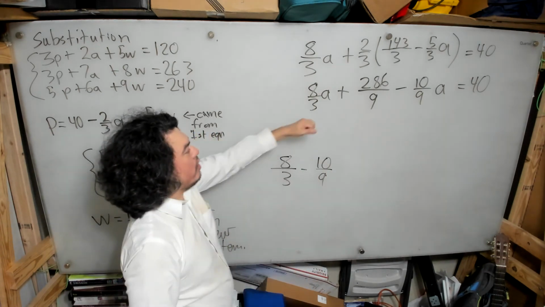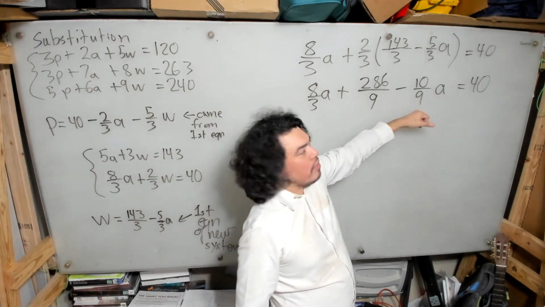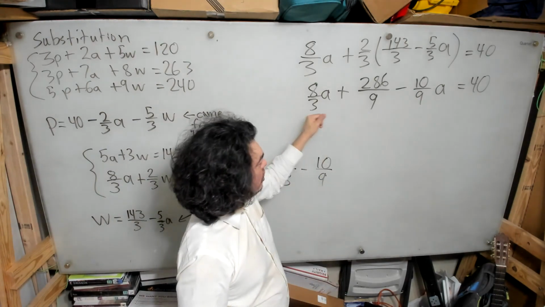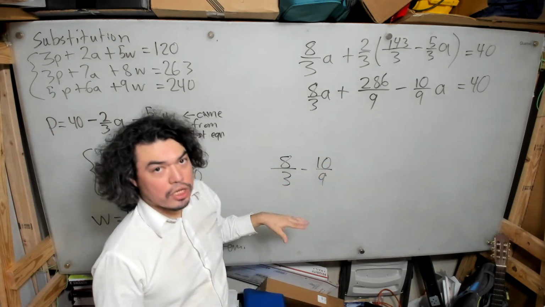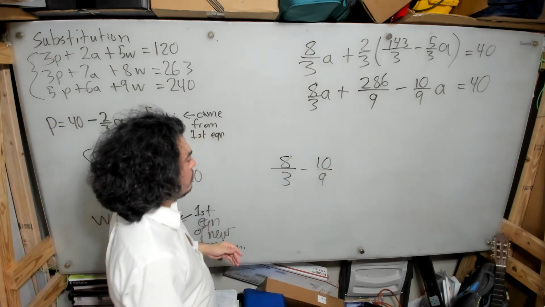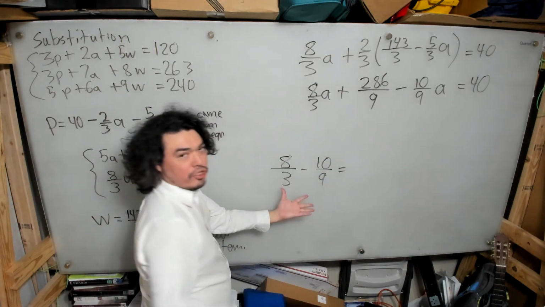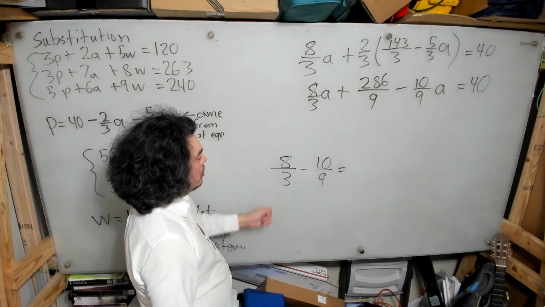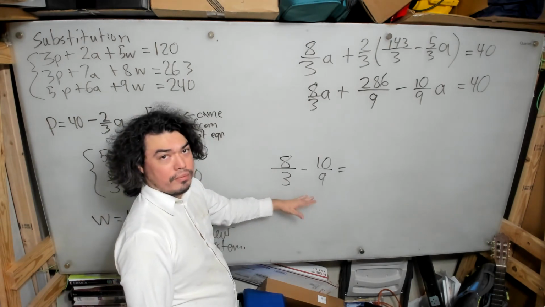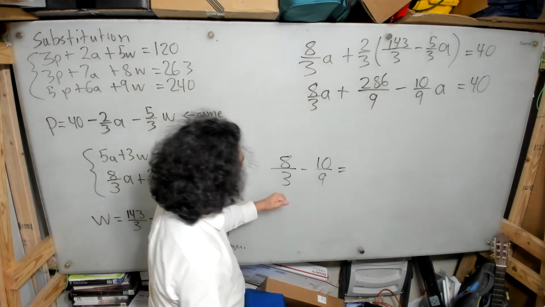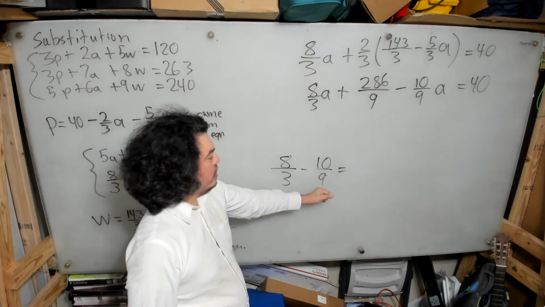Notice I'm performing the calculation of the coefficients of a, because that calculation will give us the coefficient of the a in the reduced equation. Or in other words, this is what you would do on the scratch paper on the side. So I want to subtract these fractions, but there's a stumbling block here. This denominator does not match this denominator.